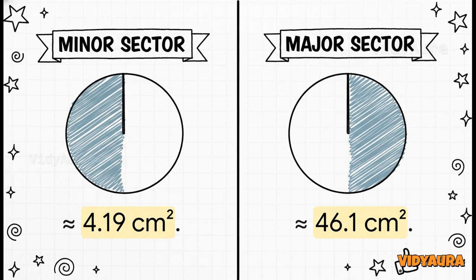The minor sector is about 4.19 centimeters squared, and the major sector, after we round it a bit, is about 46.1 centimeters squared. See? Not so scary after all. You did a great job following along.